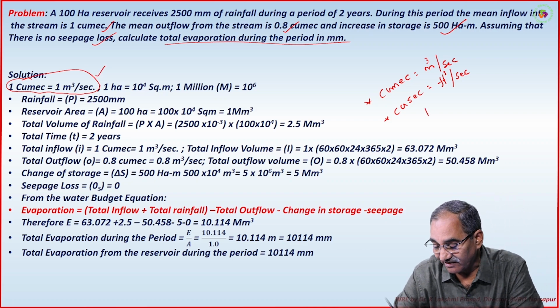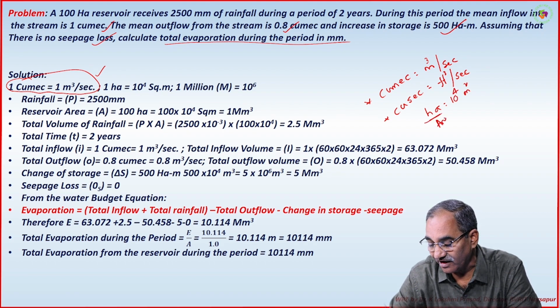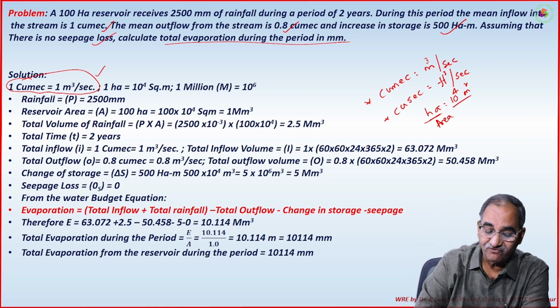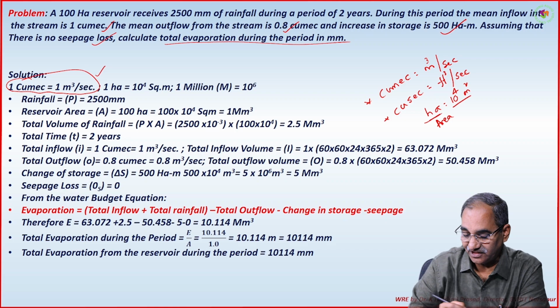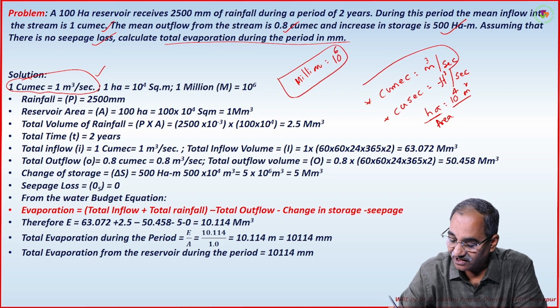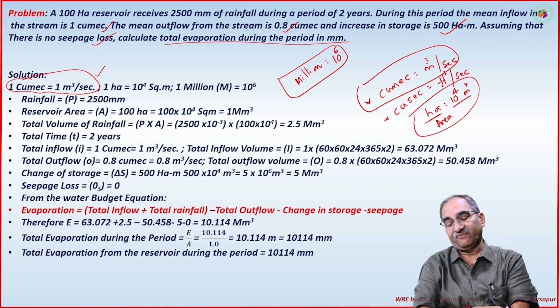What is a hectare? Hectare means 10 to the power of 4 meters square. Hectare is something related to area. So 1 hectare is equal to 10 to the power of 4 meters square. Then what is a million? Million is equal to 10 to the power of 6. So kindly first understand these three, then I will take up the problem afterwards.